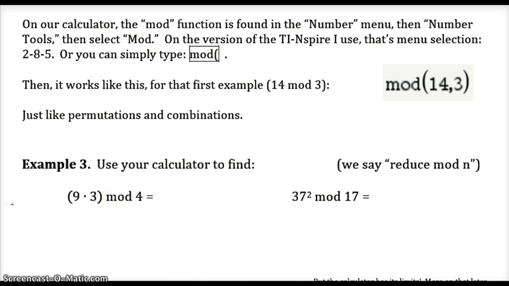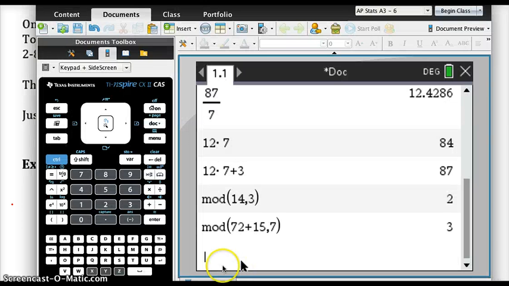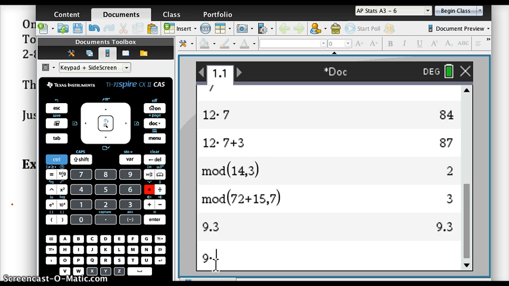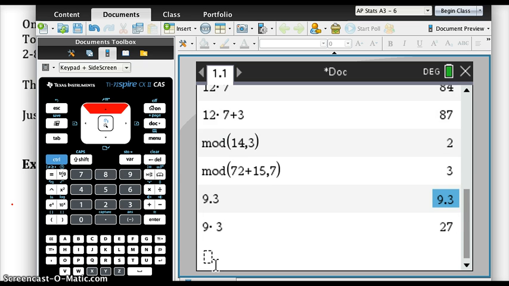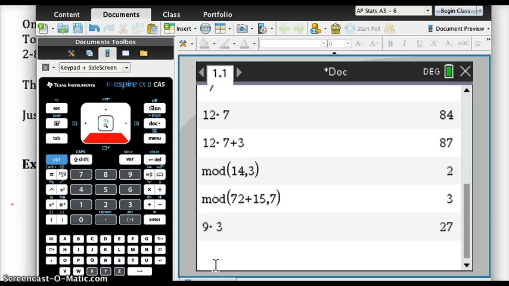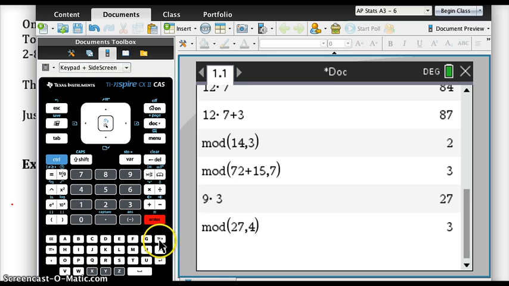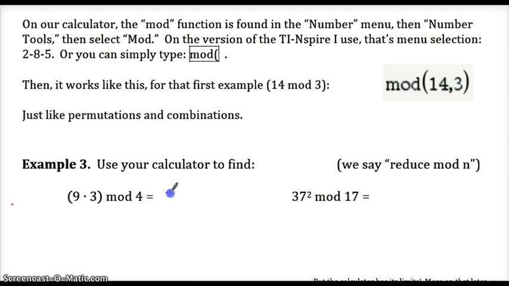So what's 9 times 3 mod 4? I mean, really, I could go 9 times 3, and that's 27. Sorry, that's silly. 9 times 3 is 27. I could go mod 27, comma 4, and it'll just tell me the remainder when I divide 27 by 4 is 3.